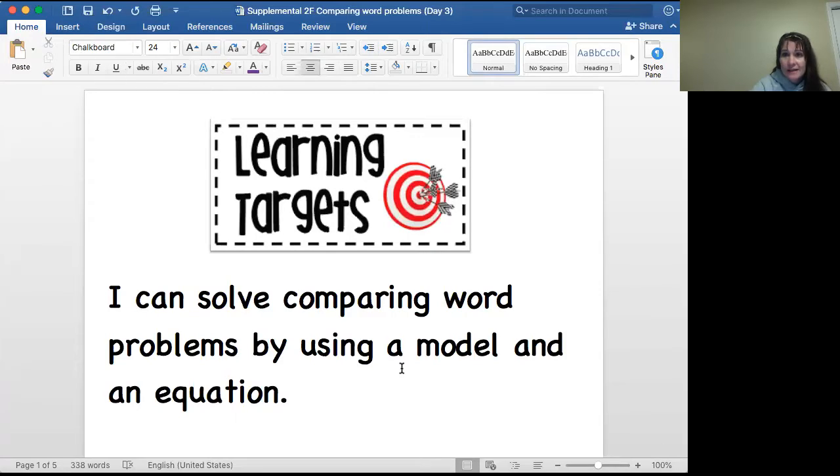Our learning target says, I can solve comparing word problems by using a model and an equation. We have been doing this for a while with solving any type of word problem. We always need to show our thinking with our model and show our equation to show what we meant. We are going to be starting today with some other types of problems. I want you to take real good attention to how these problems are worded. Some of the problems may be a little tricky. Let's go ahead and take a look at one of them.